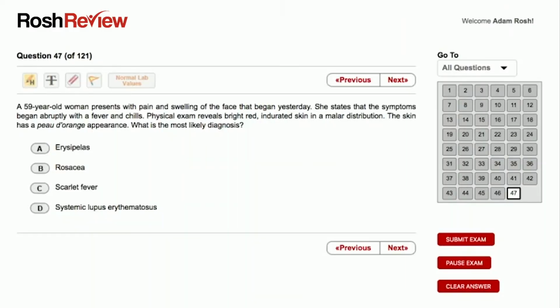All right, so we have a 59-year-old woman who presents with pain and swelling of the face that began yesterday. She states that the symptoms began abruptly with fever and chills. Physical exam reveals bright red, indurated skin in a malar distribution. The skin has a peau d'orange appearance. What is the most likely diagnosis?